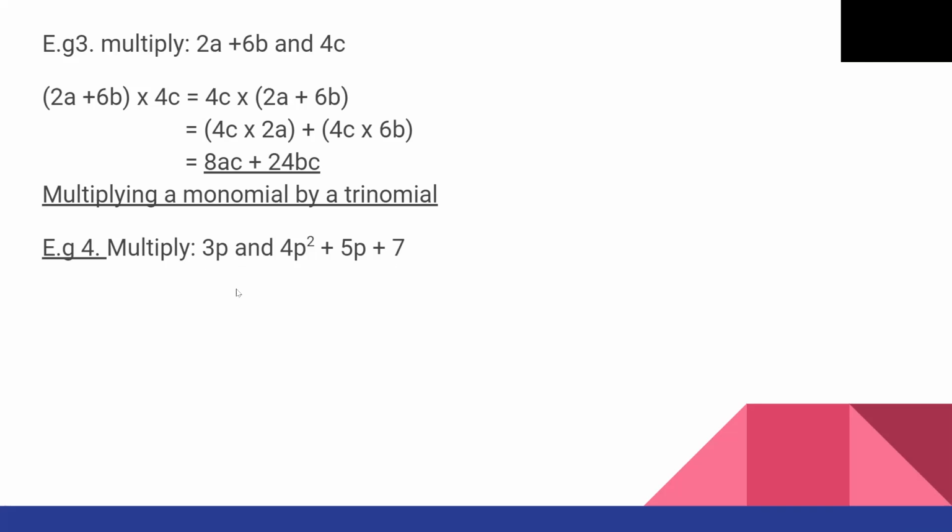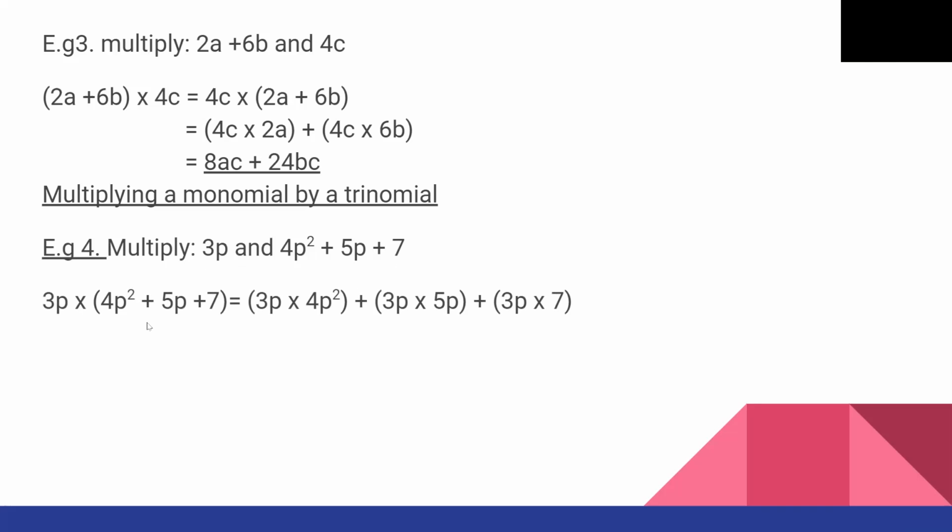As we have done in the previous example, we will do the same method using the distributive property. There, instead of 2 terms, we have 3 terms. That is the only difference. Let us start. So 3p multiplied by the trinomial, written in brackets, 4p square plus 5p plus 7.